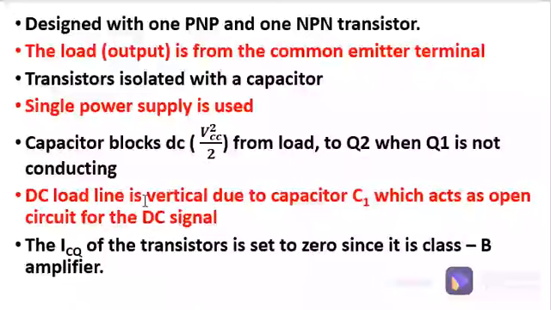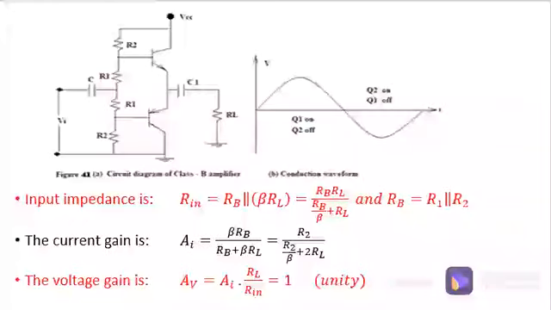And the DC load line for this kind of amplifier is vertical, because this capacitor is acting as what? Open circuit for the DC. Whenever the DC signal comes, it will not allow it to pass. Then the current at the collector of the transistors is set to 0, because the class B amplifier is blocking one of the transistors. When it is conducting, the other one will be off. This is what we have seen already.